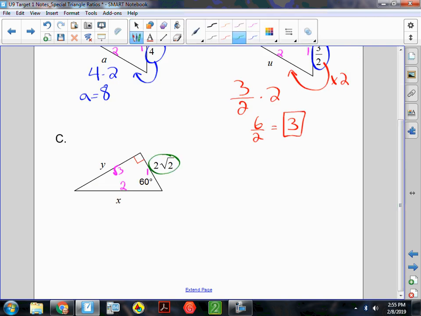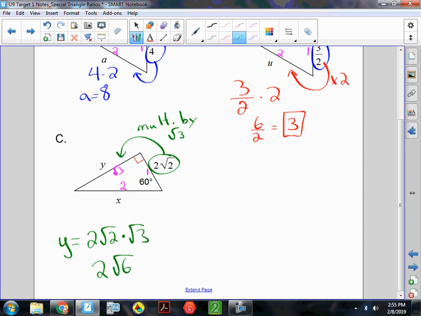For choice C, same thing. To take the short side and get the longer side, I need to multiply by square root 3. So I'm going to do that down here. Y equals 2 square root of 2 times square root of 3. So I took the side I had, multiplied it by square root of 3, and that gives me 2 square root of 6. When you have two different square roots multiplied, you can multiply them together. So 2 root 6 is the length for y.